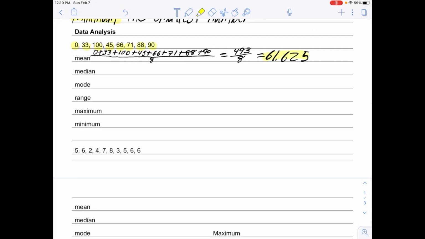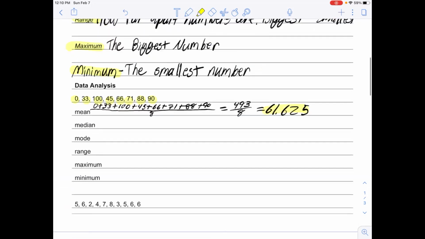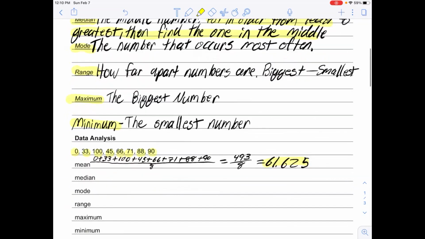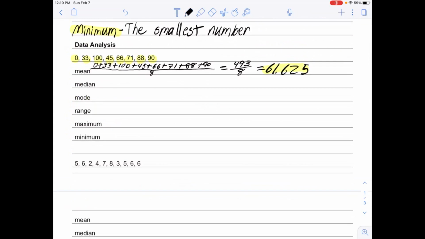Next, we want to find the median. For the median, and I put the directions for this, we put the numbers in order from least to greatest, then find the one in the middle. So for the median, we first put the numbers in order from least to greatest. So the smallest number in the set is 0. Next is 33. Next is 45. 66. 71. 88. 90. And 100.